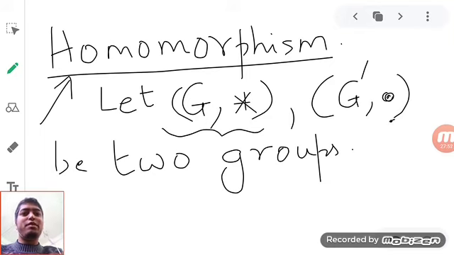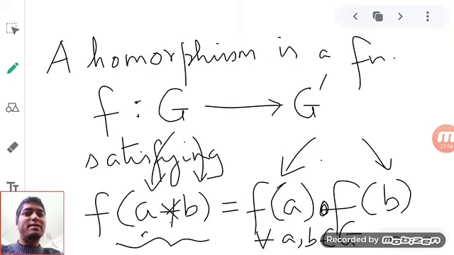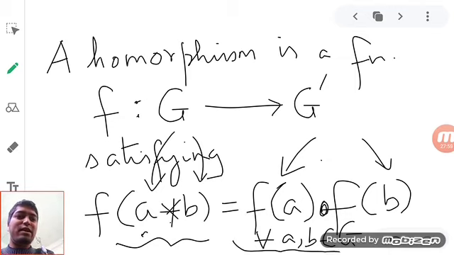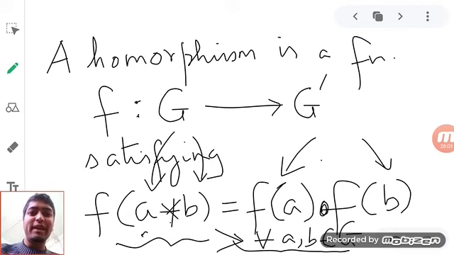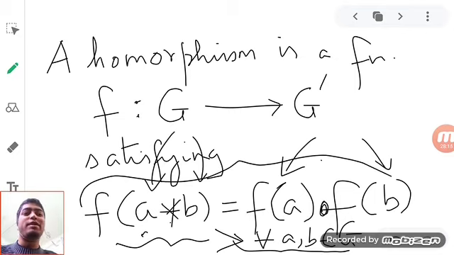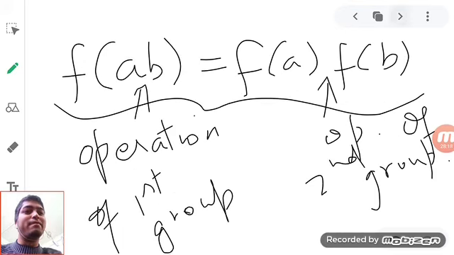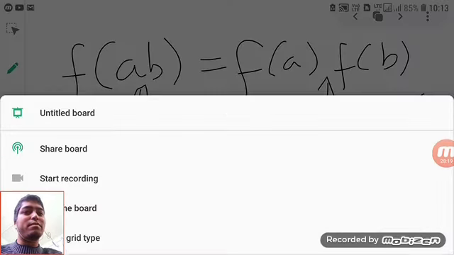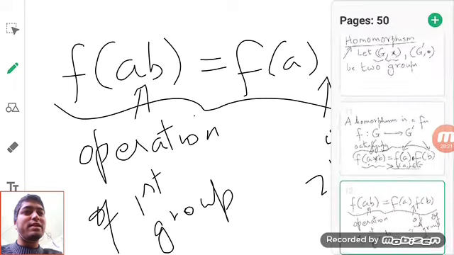Okay, so a homomorphism between two groups, it's this. You have this word: for all a, b belongs to G. So this one is your starting point. If you have to prove that f is a homomorphism, you will have to start with this. For all a, b belongs to G, so you will start with a and b belongs to G. What do you have to do? You have to show that f(a star b) equals f(a) star f(b). So let me go back to that page.